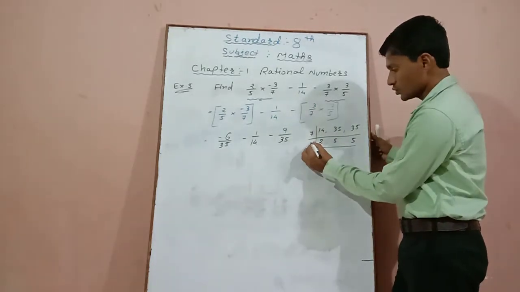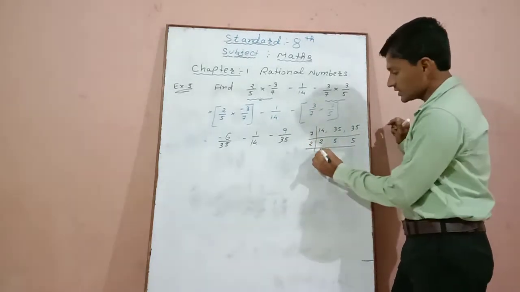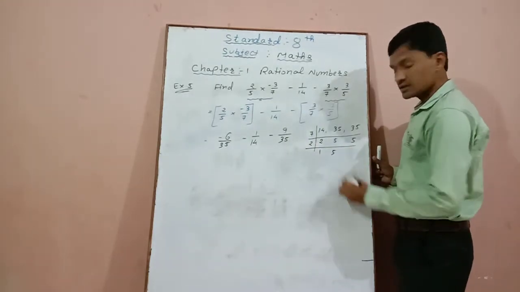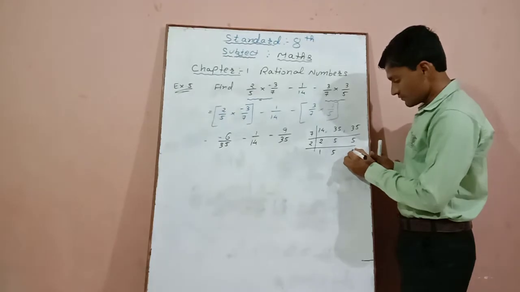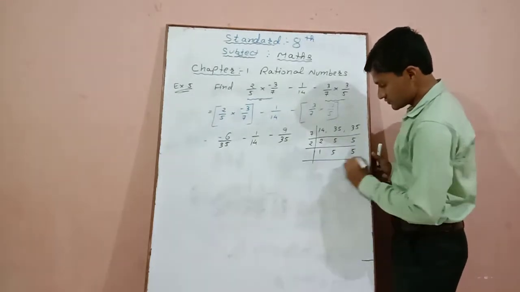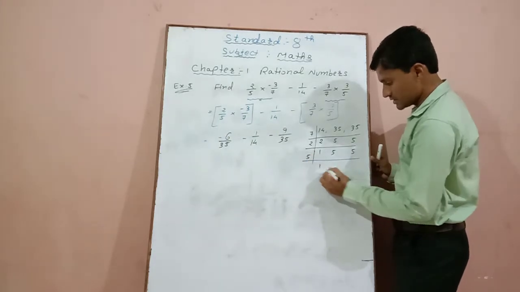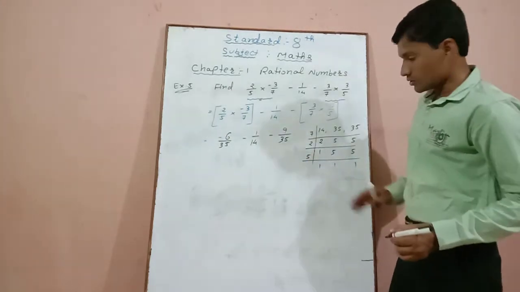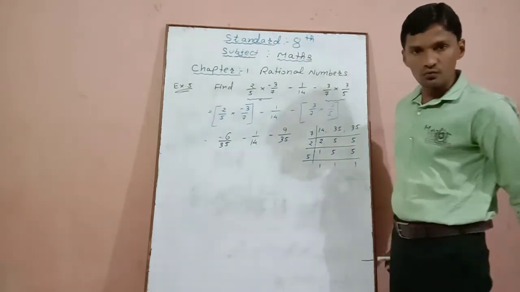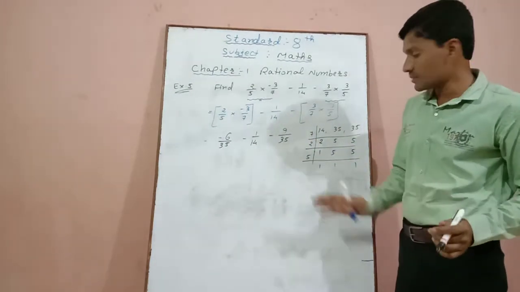Next step, 2 will be a common factor of 2 1s are. 5 will not be in the table of 2. Again 5 will not be in the table of 2. So now the remaining is 5. So 5 1s are 5. So our common LCM is 7 2s are 14, 14 into 5. That means total common LCM is 70.